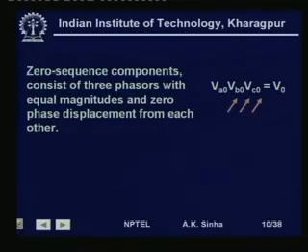The third sequence components are called zero sequence components, and these consist of 3 phasors with equal magnitude and zero phase displacement from each other. That is, they are basically of the same phase, that is, all the 3 phasors have the same phase.